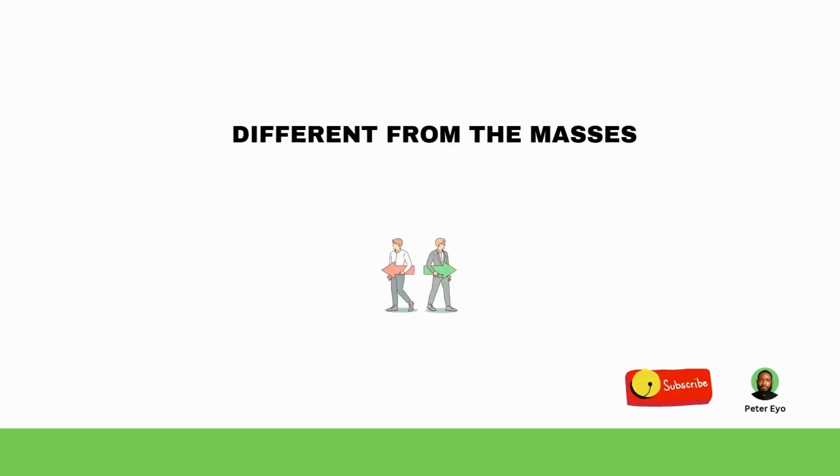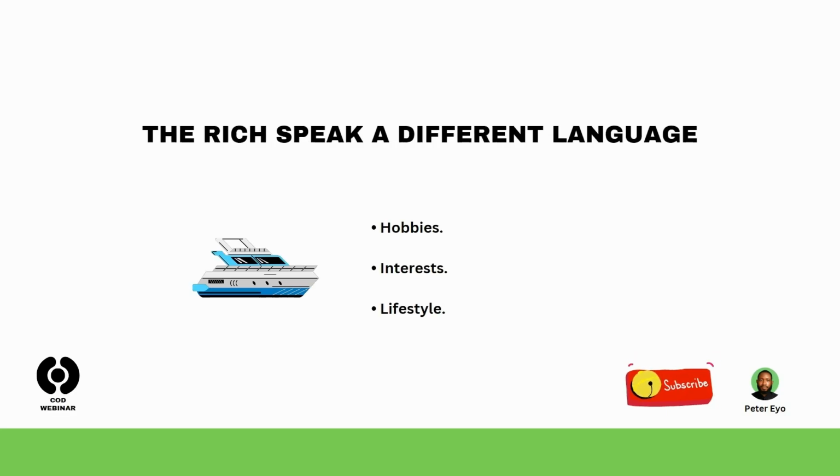How do you target the rich? First, you need to understand that they are totally different from the masses. They are very different. The rich speak a different language. Now, when I say language, I'm not talking about Hausa, Igbo, Yoruba, Spanish. I'm not referring to any of those. I'm talking about their hobbies, interests, and lifestyle. They have a different set of hobbies, different kind of interests, and they have a different kind of lifestyle.